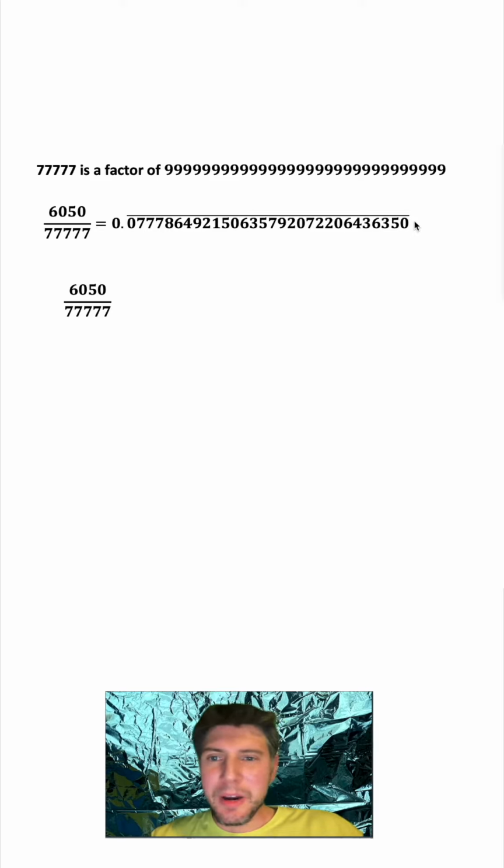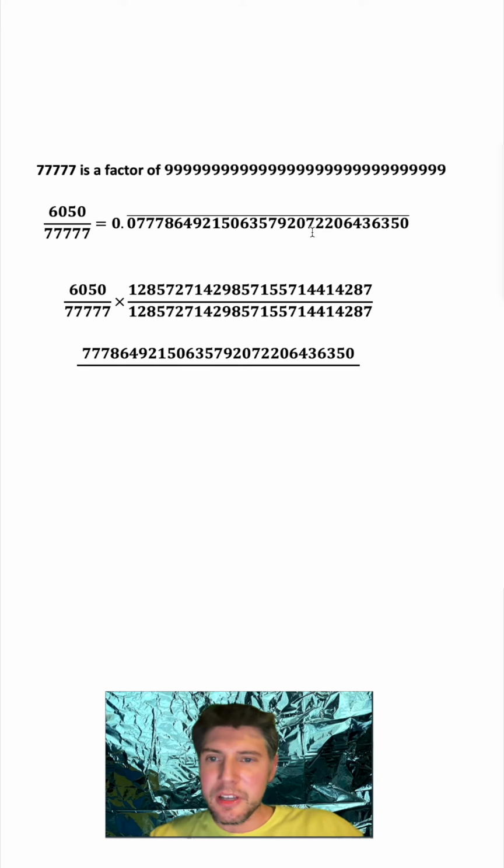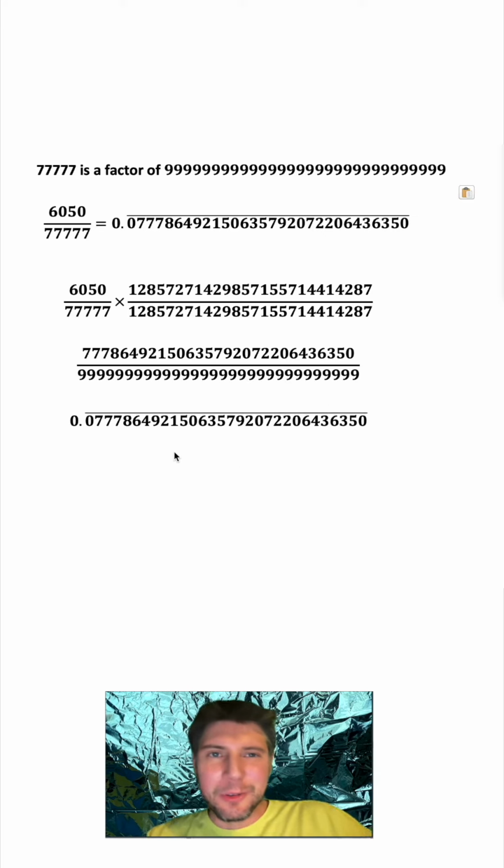If you want to see the math behind it, if we take this, multiply it by this over this, which is just 1, so it won't change the fraction, the top part ends up being this right here, and the bottom part ends up being this right here. So it ends up being equal to this. So anytime you have anything that's a factor of any number of 9s in the denominator, it creates a repeating decimal. How exciting.